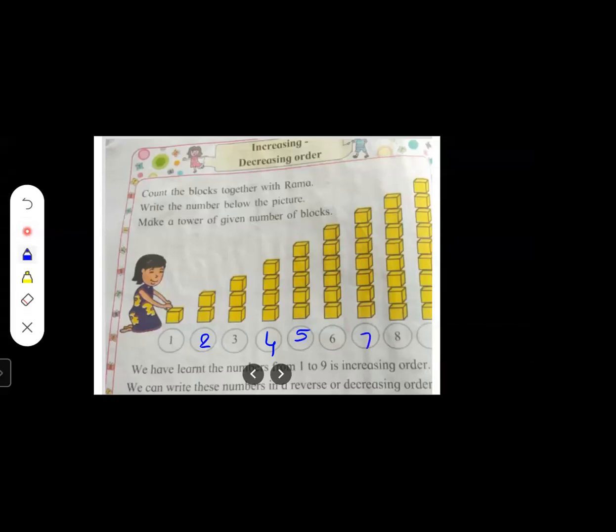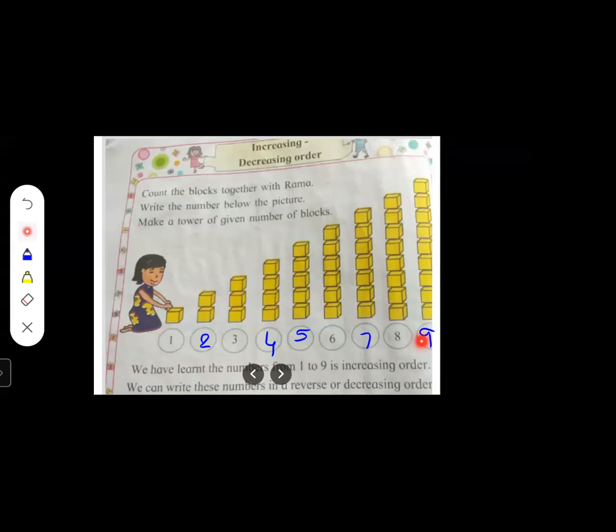Next, there are 8 blocks and over here 8 is given. Next, 1, 2, 3, 4, 5, 6, 7, 8, 9. So how many blocks are there? 9. So I'm writing 9 over here. Okay students, here what have we learned? We have learned numbers from 1 to 9 in increasing order, smaller number to the bigger number.